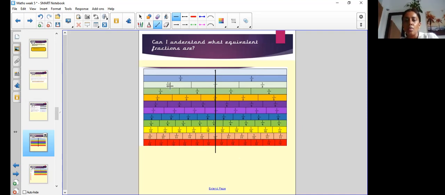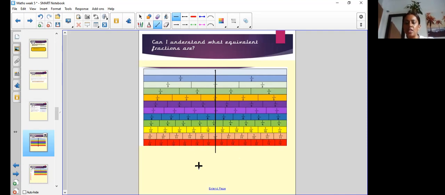Now, 1/3 and 1/3 makes 2/3, but that doesn't count because it's not equivalent, because the line has had to go through one of the thirds, which means it won't be working. So let's have a look again. 1/6, 2/6, 3/6 is the same as 1/2. So 3/6 is also equivalent to 1/2.